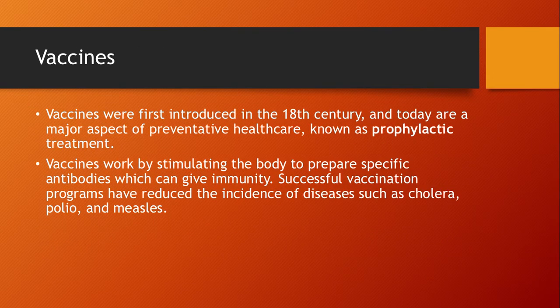One of the ways we can target these viruses is with vaccines. So vaccines were first introduced in the 18th century and today are a major aspect of preventative healthcare known as prophylactic treatment. Vaccines work by stimulating the body to prepare specific antibodies which can give immunity. Successful vaccination programs have reduced the incidence of diseases such as cholera, polio, and measles.